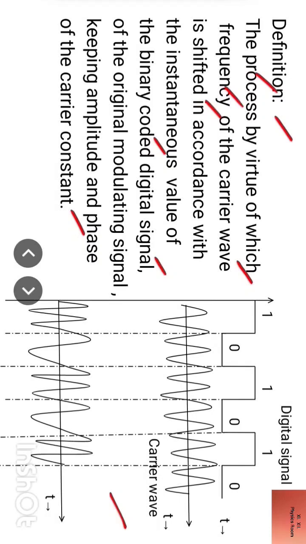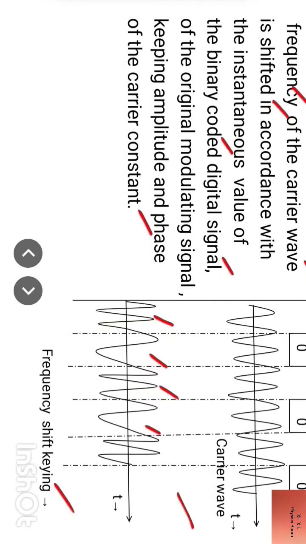Here you see for 1 the frequency is increased, for 0 the frequency is decreased, for 1 the frequency is increased, for 0 the frequency is reduced, and so on. This is called frequency shift keying.